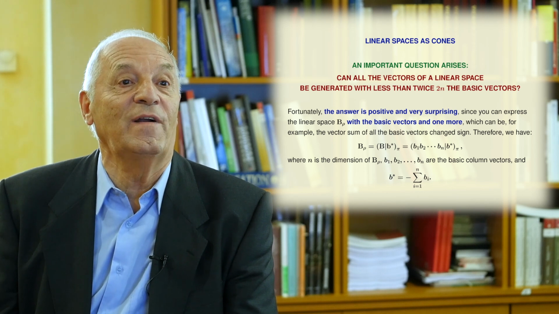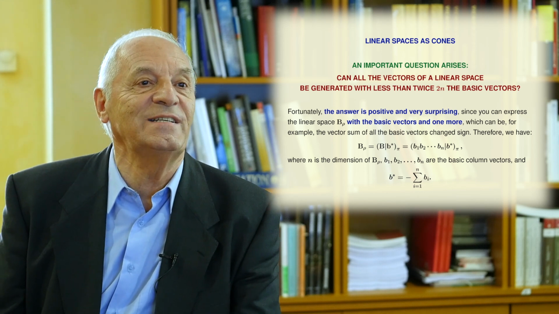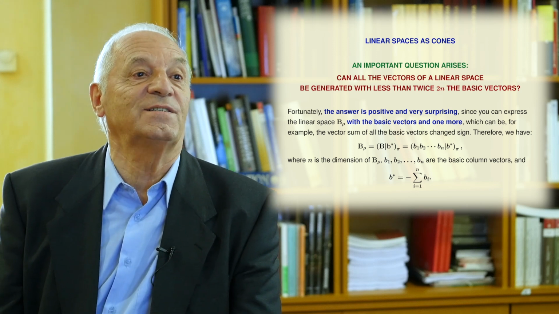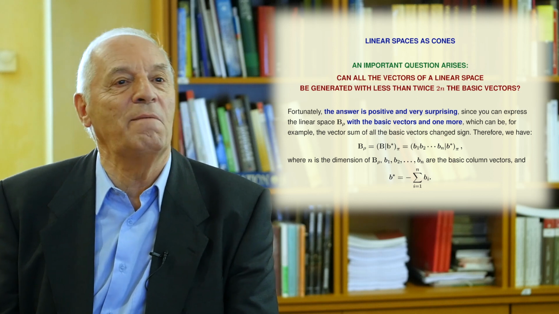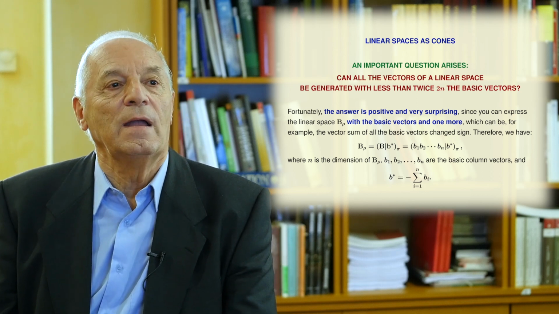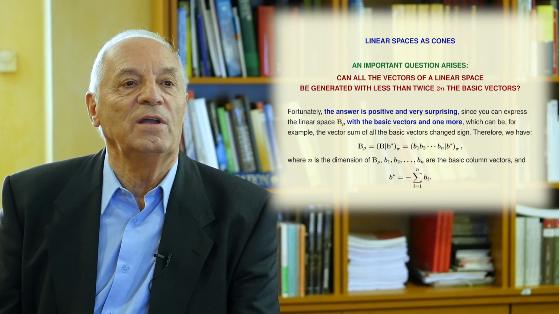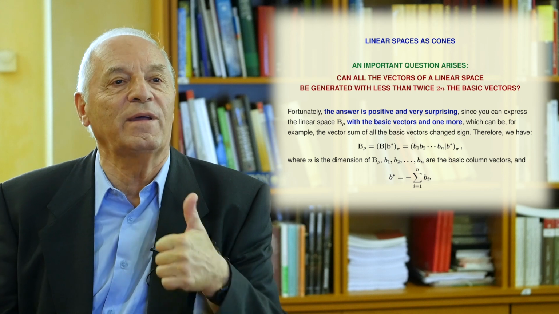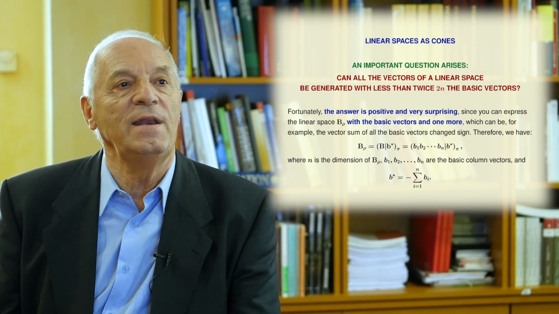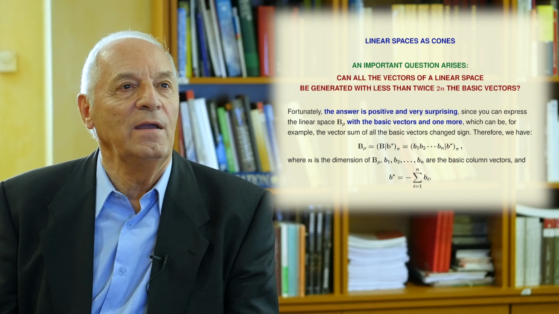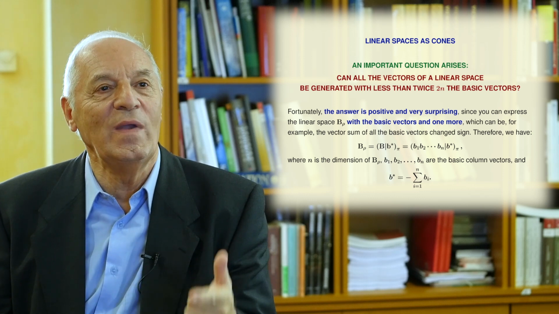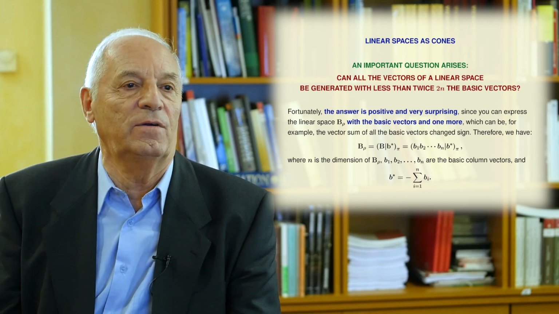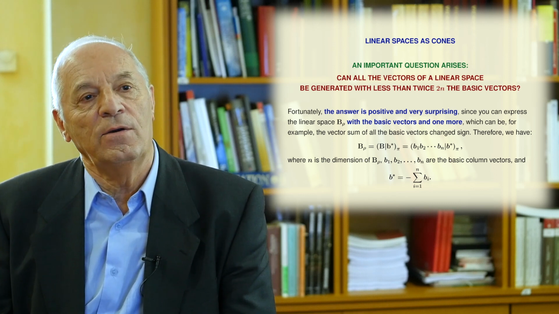Can all the vectors of a linear space be generated with less than twice the basic vectors? Fortunately, the answer to this question is positive and very surprising. It's surprising because this can be done with only one more vector. If the linear subspace has dimension n, with n plus 1 vectors, we can write any vector using only non-negative coefficients.